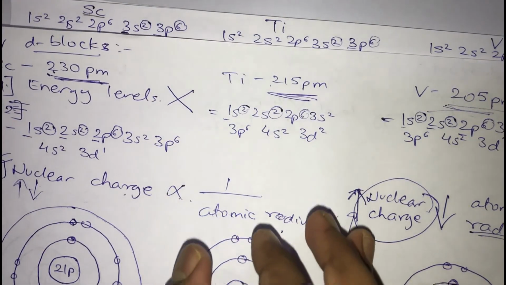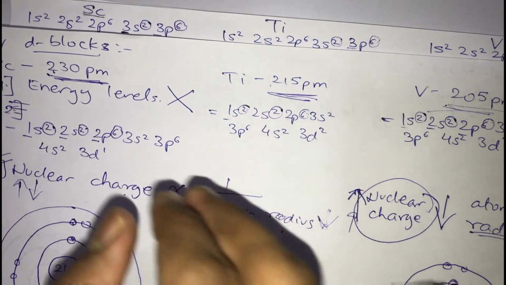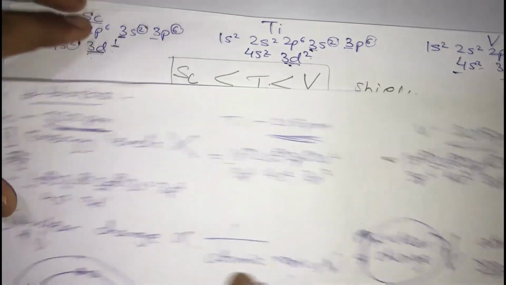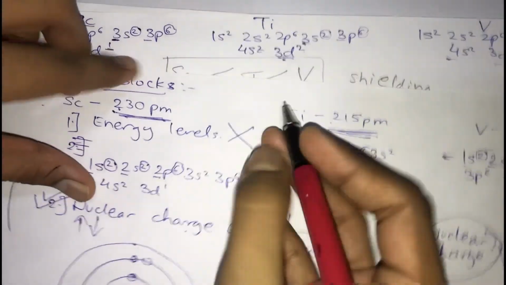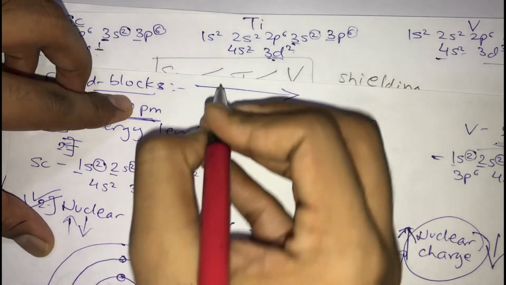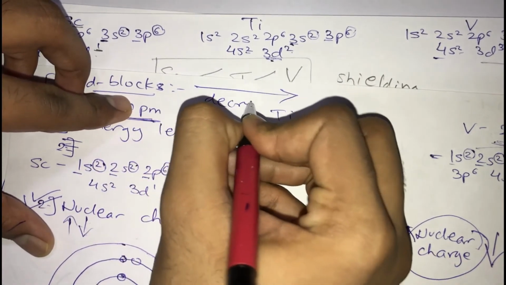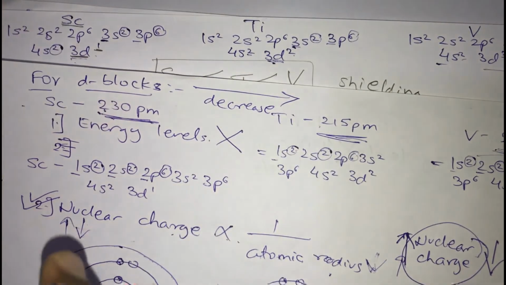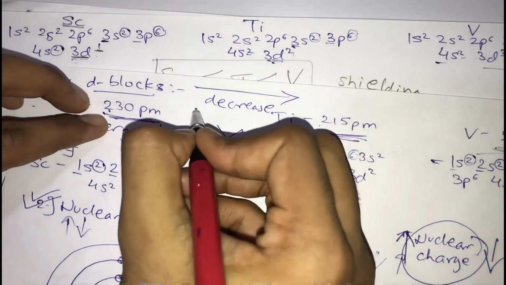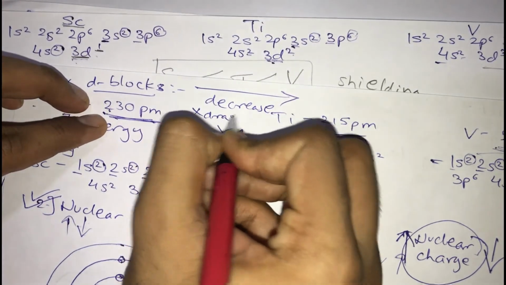Okay, so as you move from left to right, it is obvious that the atomic size is going to decrease, but it is not going to decrease drastically, as you have seen in the S and P block.